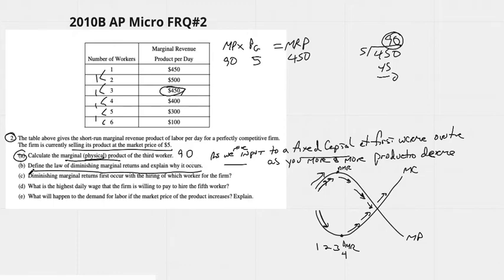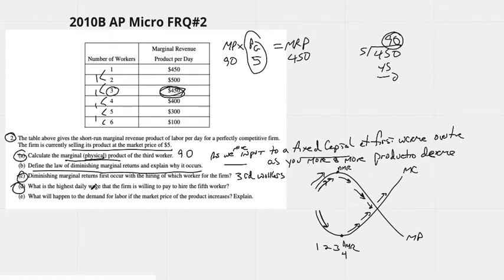Diminishing marginal returns first occurs with the hiring of which worker? With the hiring of the third worker, wouldn't it be? The price hasn't changed, so what we know is that the marginal product must be going up here and then going down. So we get this increase in production with our first 2 workers, and with our third worker, our marginal revenue product starts falling. So I think it's got to be the third worker here, if that makes sense.